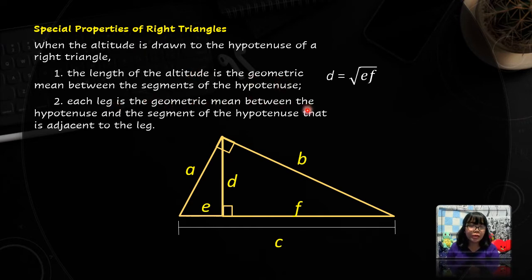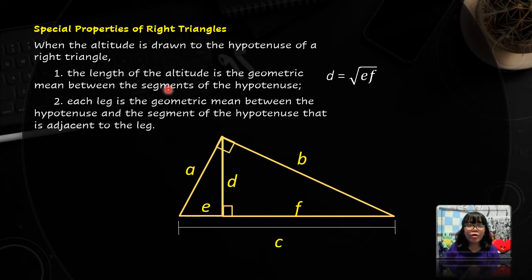Now, first, the length of the altitude is the geometric mean between the segments of the hypotenuse. This is the length of the altitude. Now, in order for us to get the length of this altitude, we are going to get the square root of E and F. E and F here are the two segments formed after drawing an altitude to your triangle, and this altitude is actually dividing our hypotenuse into two segments.